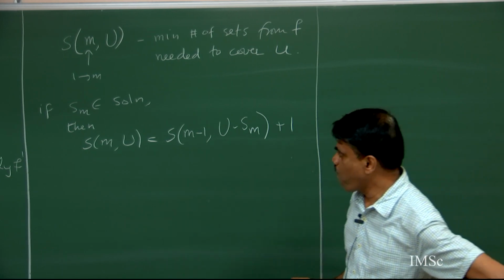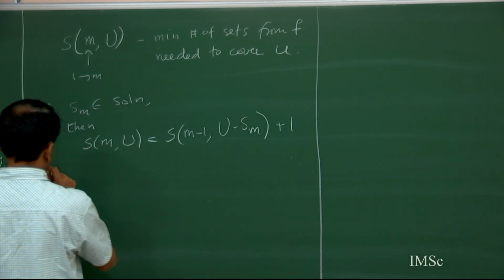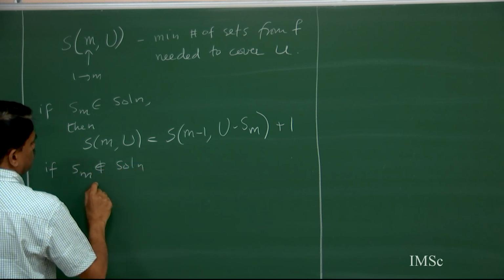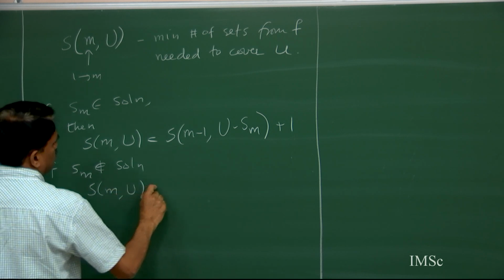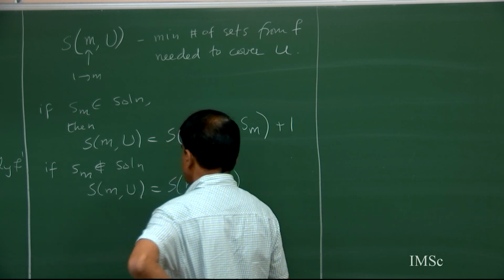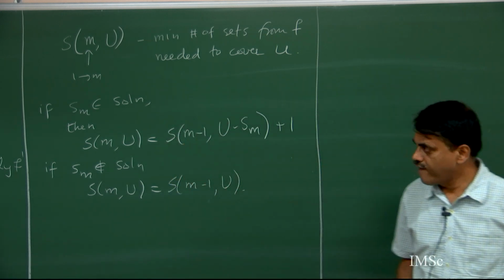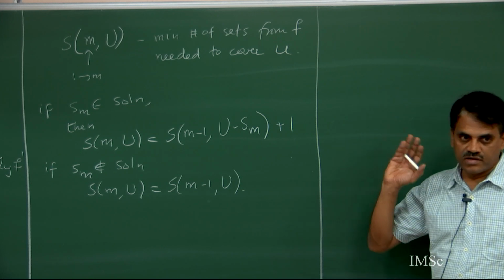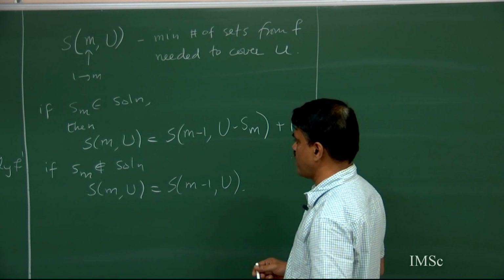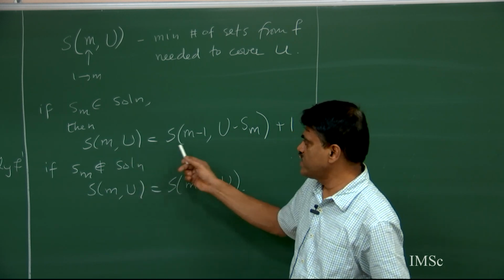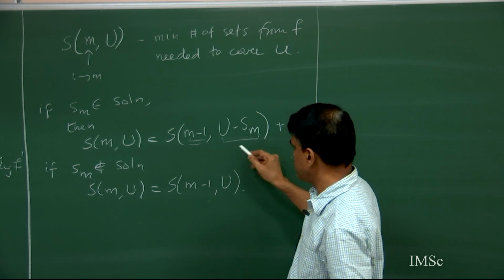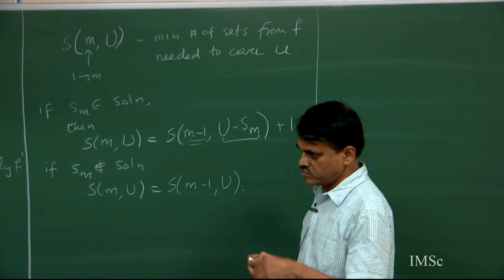Okay. If Sm is not in the solution, then use 1 to m minus 1 to cover the set U, right. This is it. Okay. Now, you have to be careful, what are the subproblems we have. To compute S(m, U), I need S(m minus 1, ...) and some other subset of U, right.